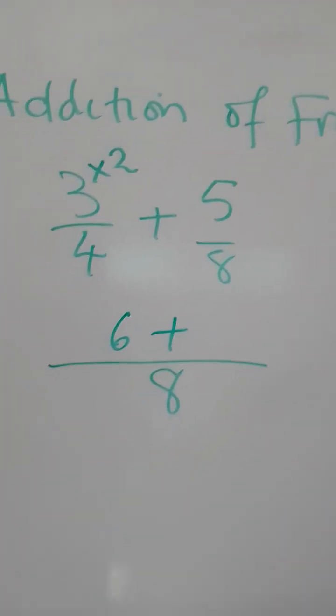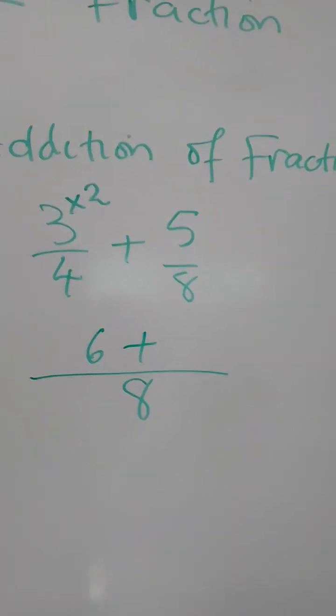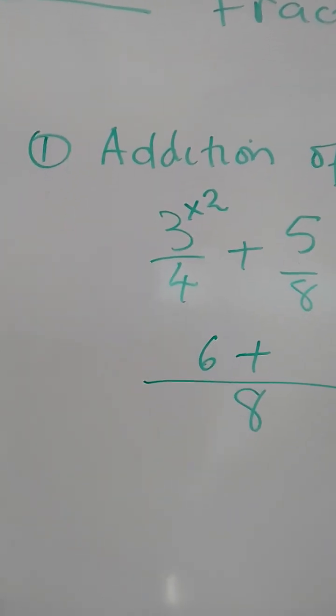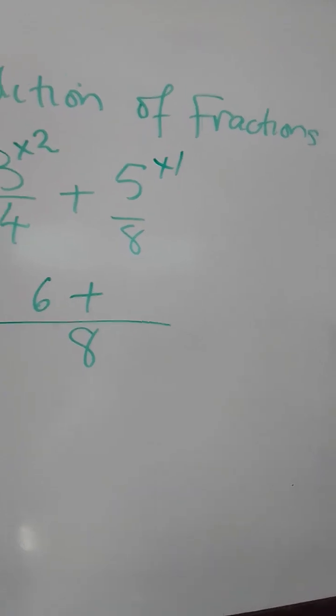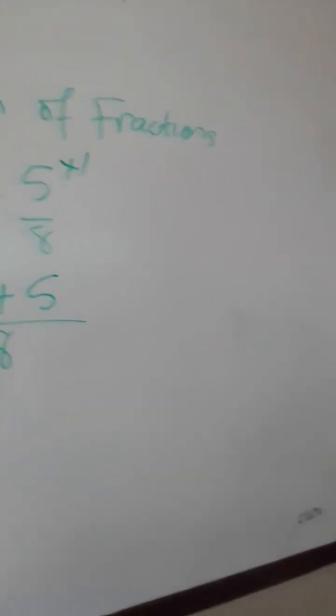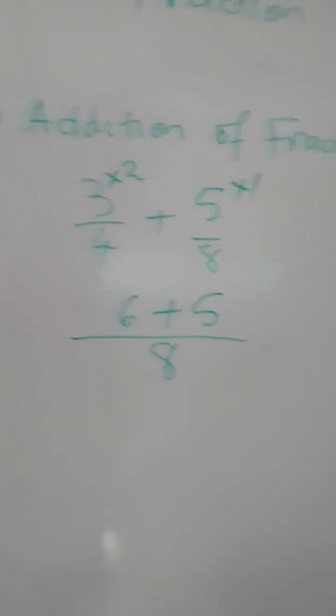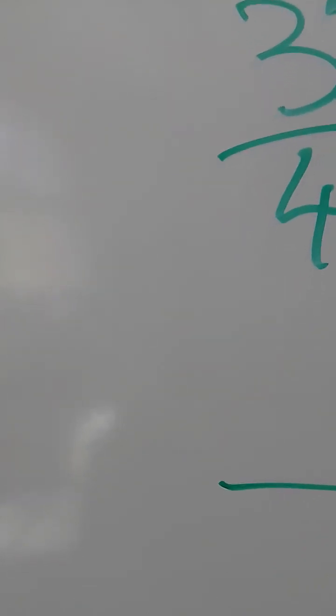Plus, I'm now going to do 8 into 8. How many times can I get 8 out of 8? 1 time. And so I'm going to multiply 1 time 5. And 1 time 5 is going to give me 5. Now I'm going to add 6 plus 5, and I'm going to get 11. So here's my answer: 11 over 8.